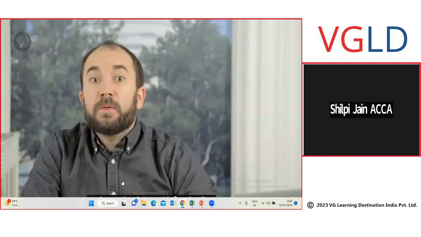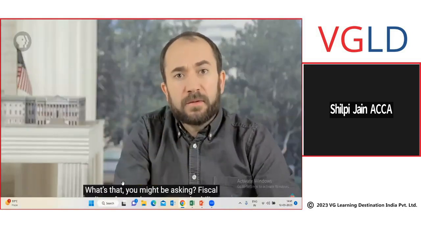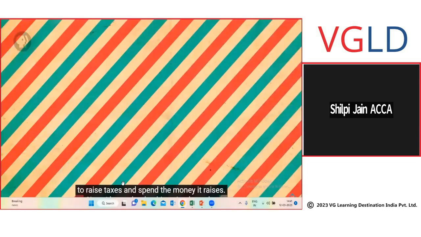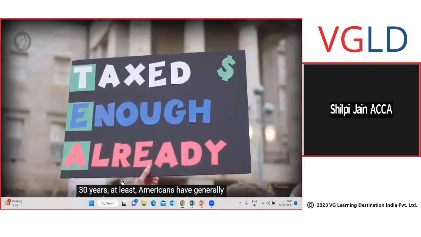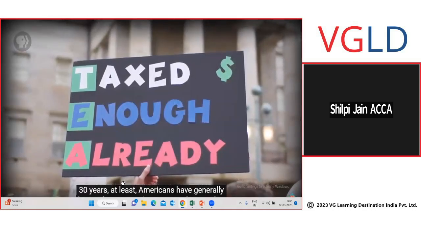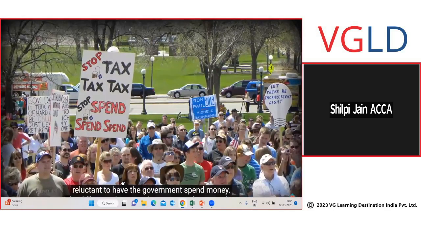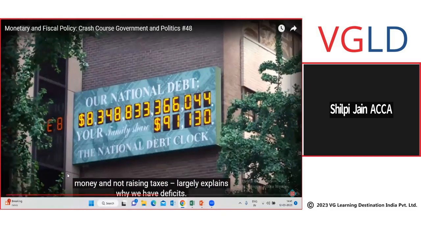Increasingly, it's the only lever because in America, we have a hard time with fiscal policy. What's that, you might be asking? Fiscal policy refers to the government's ability to raise taxes and spend the money it raises. Since I know that by this episode you've been paying a lot of attention to American politics, you know that in the past 20 or 30 years at least, Americans have generally been reluctant to raise taxes, and somewhat reluctant to have the government spend money. The difference between these two goals, spending money and not raising taxes, largely explains why we have deficits.